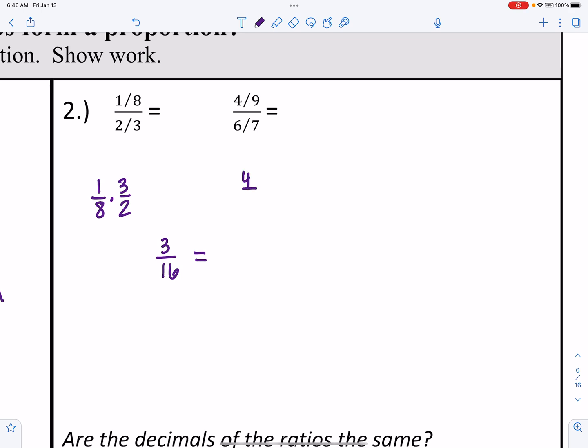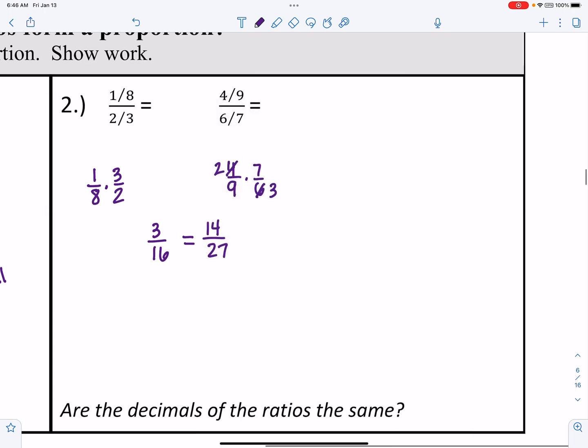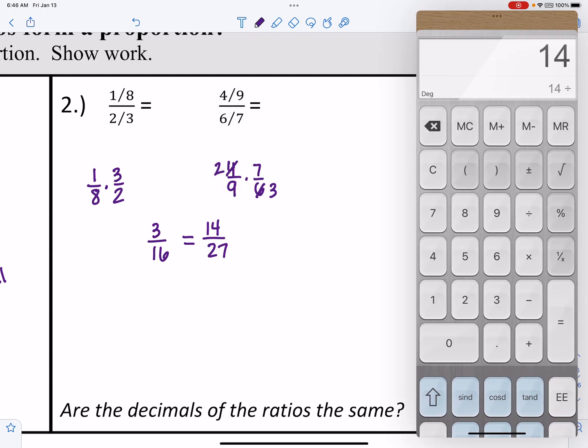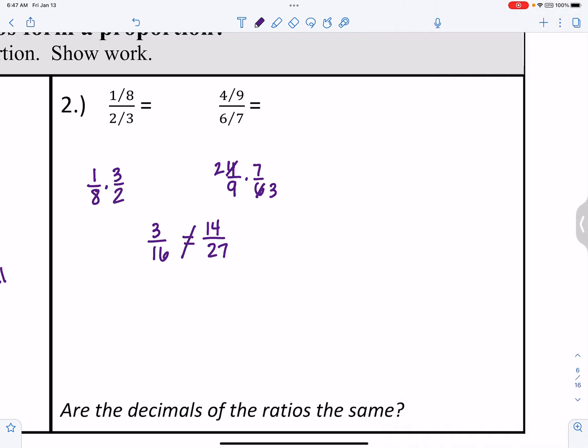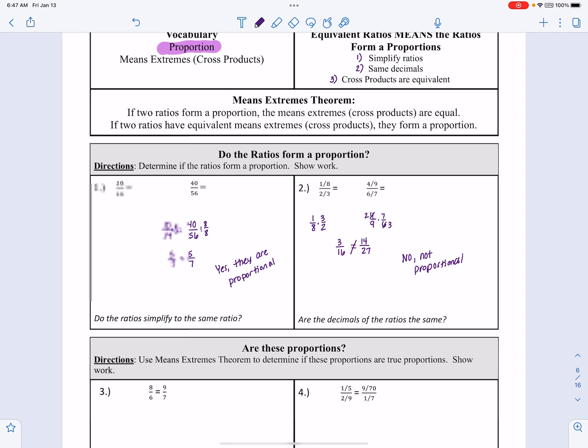We have our 4/9 times the reciprocal. We can cross-simplify here, so divide by 2 both sides, or top and bottom there. And we end up with 14/27. Okay. Now, just to be sure here, I'm going to do 14 divided by 27. I can see I get 0.5185. And for 3/16 I get something totally different. So these are definitely not proportional. Okay. And so I'm going to say no, not proportional. Okay. On to the next.